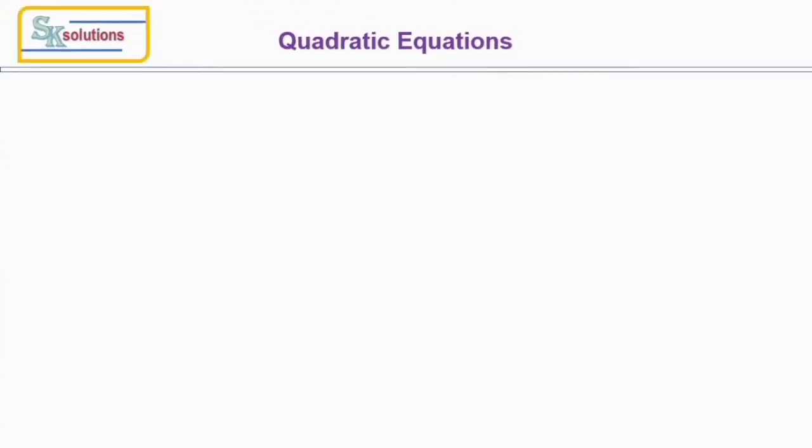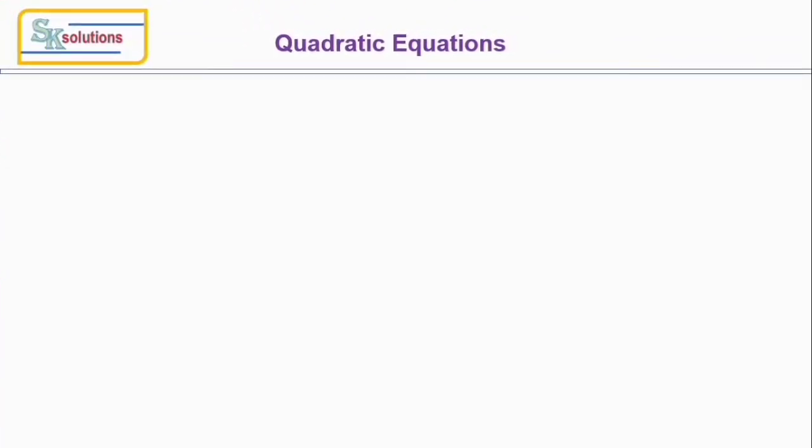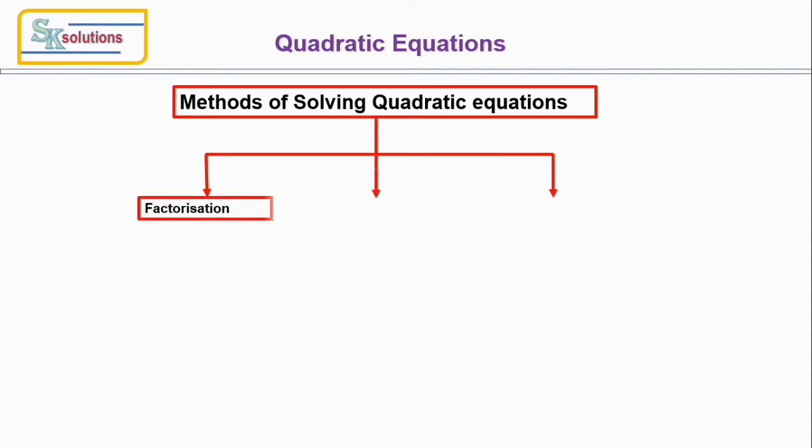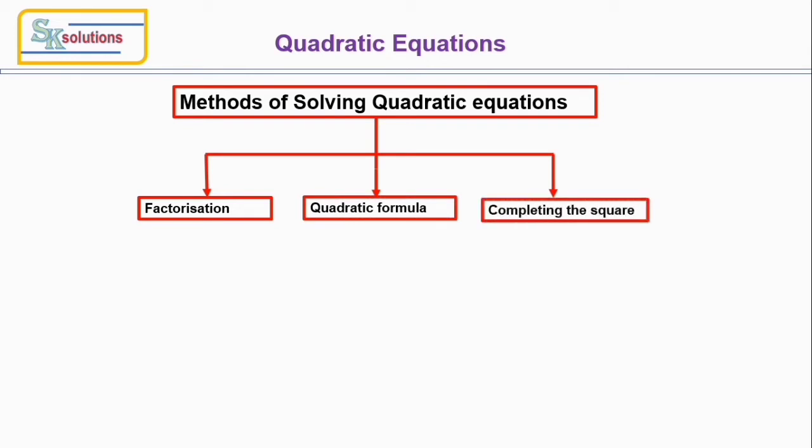Moving further, let us discuss the different methods of solving a quadratic equation. There are mainly three methods of solving quadratic equations, namely the method of factorization, the method of using the quadratic formula, and by completing the square. These are the three different methods. So let us take up each of these methods by taking up a few examples of each type.